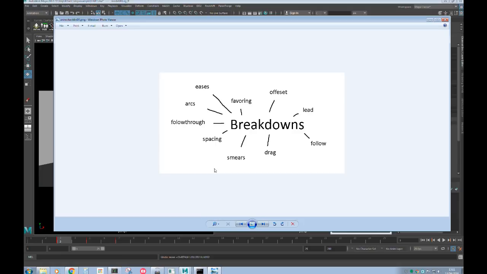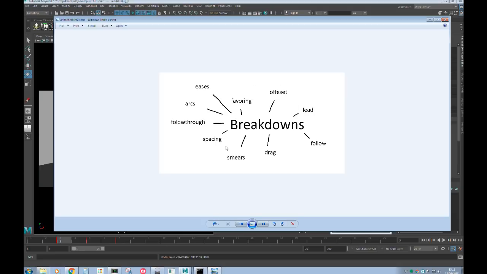Especially if you're like, I've got this action, I need to put a breakdown in the middle. I don't know what the middle looks like. Yeah. Unless you go out and film reference or find some reference, you don't know what that middle pose is going to look like. So you need to be able to visualize it. Yeah, or at least ask questions about it.